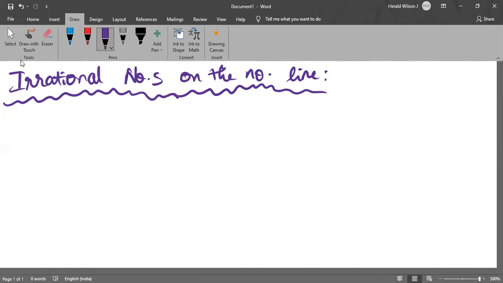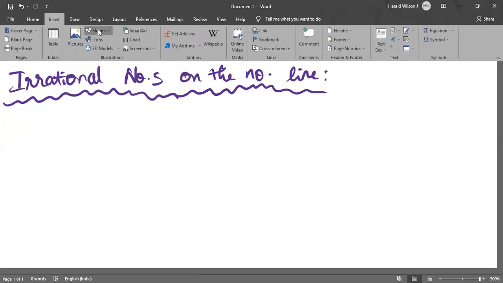So, firstly, we will start by representing root 2 on the number line. Root 2 on a number line. We will not start with root 1, we will start with root 2 basically. So how do we do that? Now this is very, very important, guys. Very important. Pay attention.